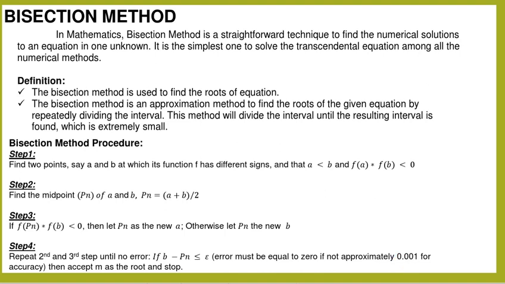0.001. Okay? So, to understand further yung ating step, yung bisection method in finding the roots of a nonlinear equation, we have to take an example. Okay?